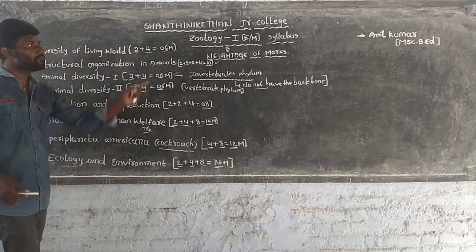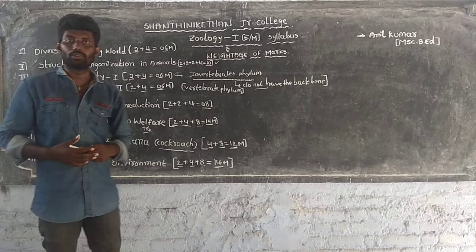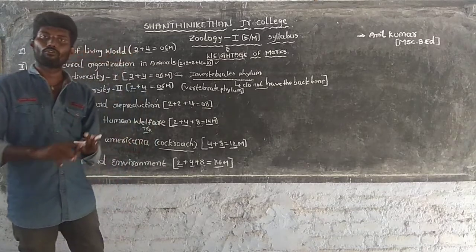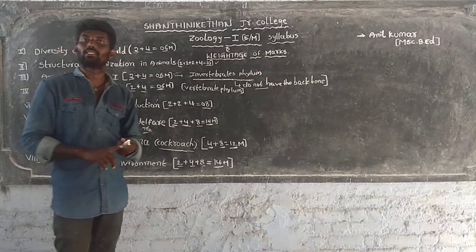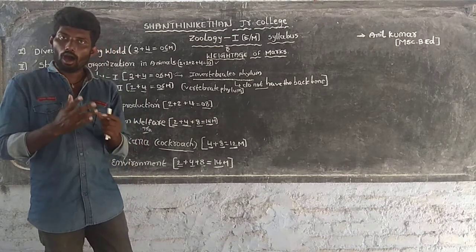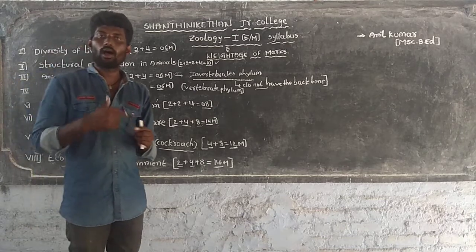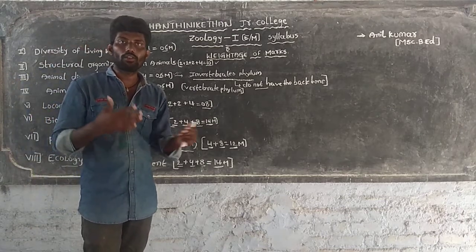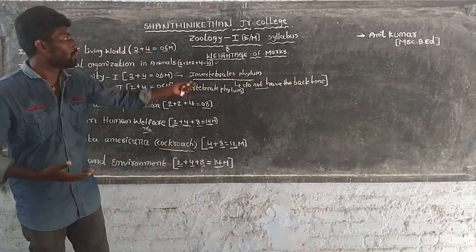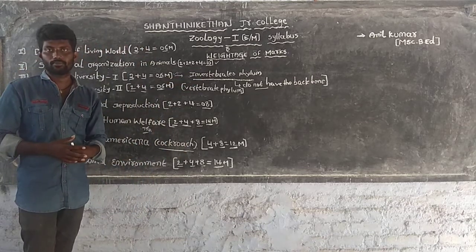Next, the invertebrate phyla are further divided into Porifera, Ctenophora, Cnidaria, Platyhelminthes, Nematoda, Annelida, Arthropoda, Mollusca, Echinodermata and Hemichordata. These are the further classifications of the invertebrate phyla.